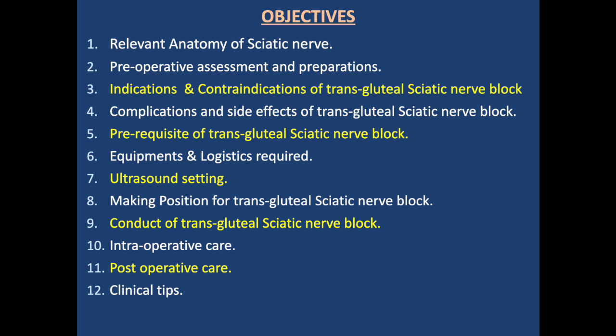The objectives of this presentation are to discuss relevant anatomy of the sciatic nerve, preoperative assessment and preparations, indications and contraindications of transgluteal sciatic nerve block, complications and side effects of transgluteal sciatic nerve block, prerequisites of transgluteal sciatic nerve block, equipment and logistics required, ultrasound settings, positioning for transgluteal sciatic nerve block, conduct of transgluteal sciatic nerve block, intraoperative care, postoperative care, and clinical tips.